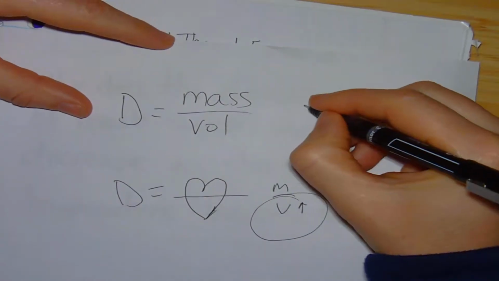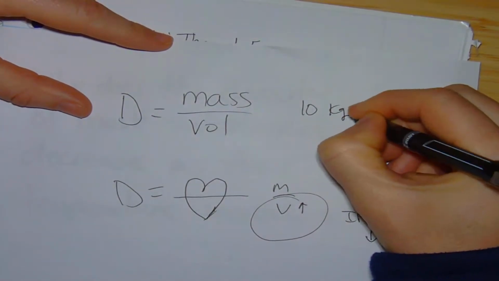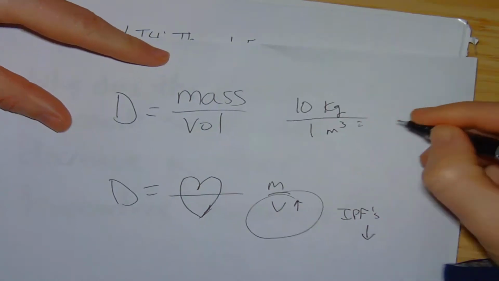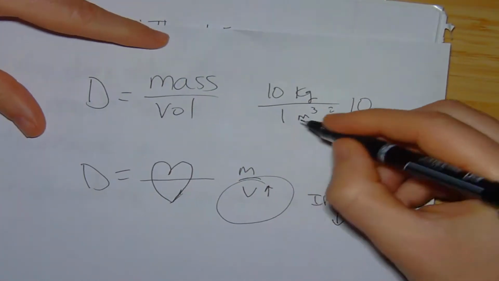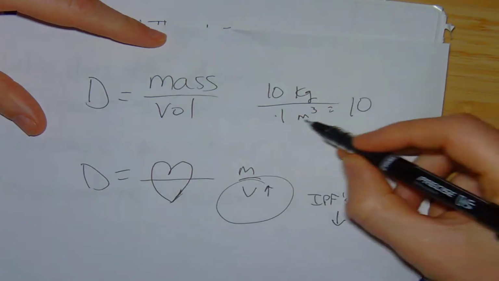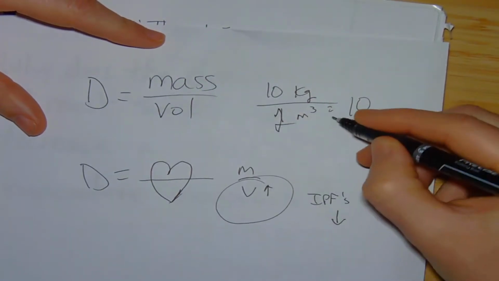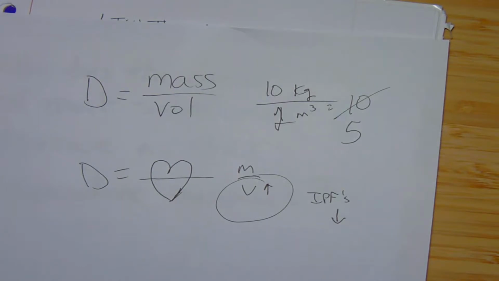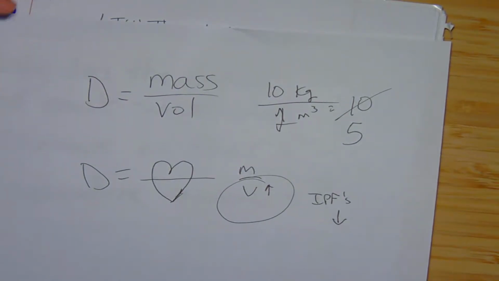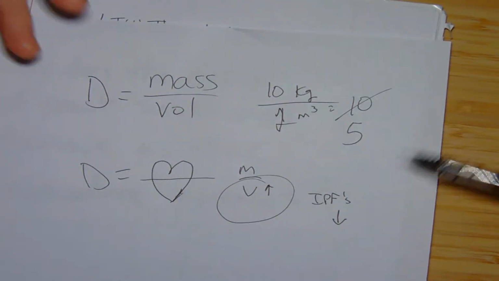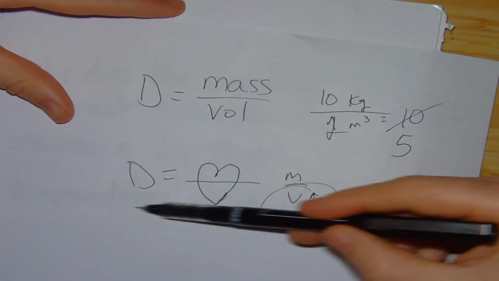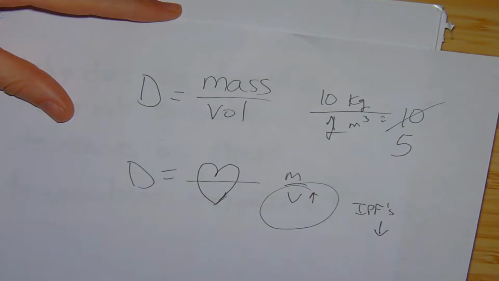So I'm just going to pick a random number. Let's say we had a mass of 10 kilograms, and this volume starts at 1 cubic meter. Well, the density is 10. But what if we doubled it? What if the volume expands so it's 2 cubic meters? Well, now we have a density of 5. So as things warm up, at least most things, their interparticle forces weaken, they get farther apart, and then their density ends up decreasing due to this formula.